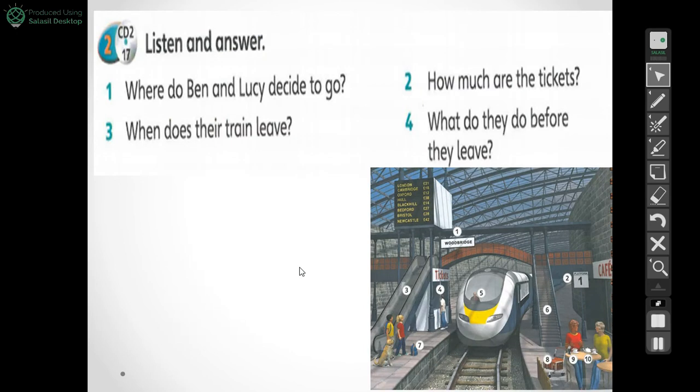Now here, listen well to answer these questions. Listen and answer. The first question: where do Ben and Lucy decide to go? أين قرر Ben and Lucy أن يذهبوا؟ Number two: how much are the tickets? ثمن التذاكر. Number three: when does the train leave? متى يغادر القطار؟ Number four: what do they do before they leave? ماذا يفعلون قبل أن يغادروا؟ Okay, now listen well to answer these questions.